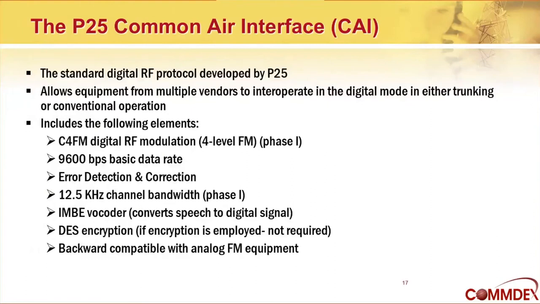We talked about this on an earlier slide, so I won't go into all the same detail, but the Common Air Interface is the radio to radio interoperability. It includes the type of modulation, the data rate, the type of error correction, the bandwidth, the type of vocoder, the type of encryption. The first encryption that was specified was DES, the Data Encryption Standard. Today it's AES, Advanced Encryption Standard, which is a much improved type of encryption, and it had to be backward compatible with analog equipment.